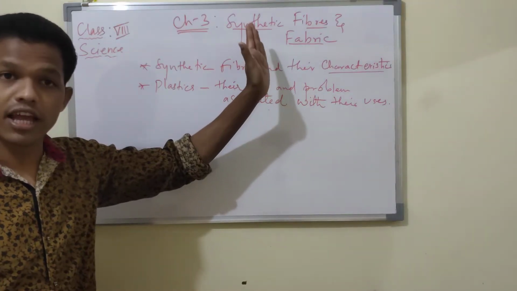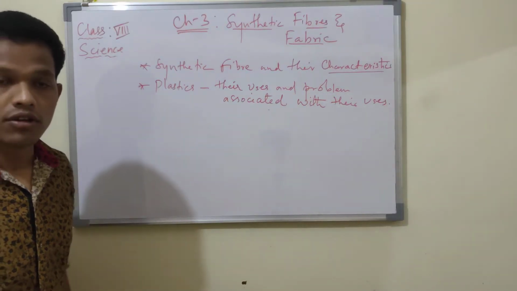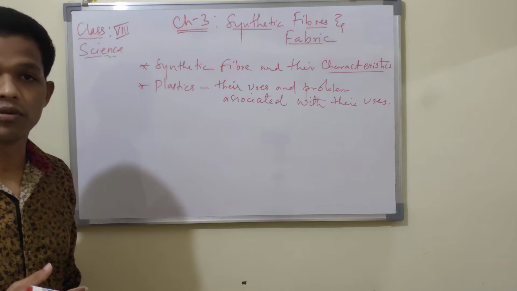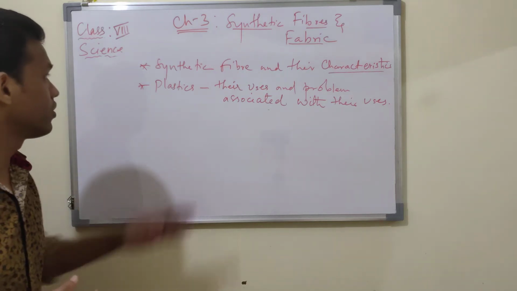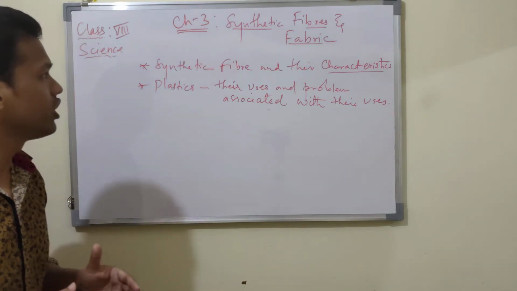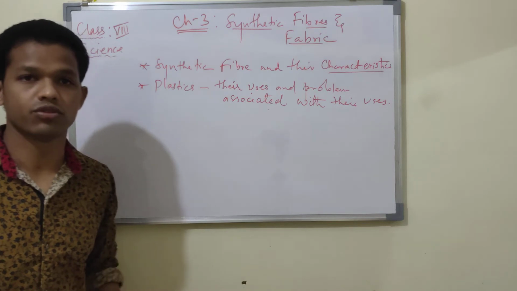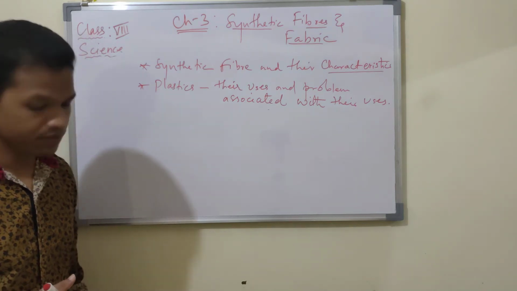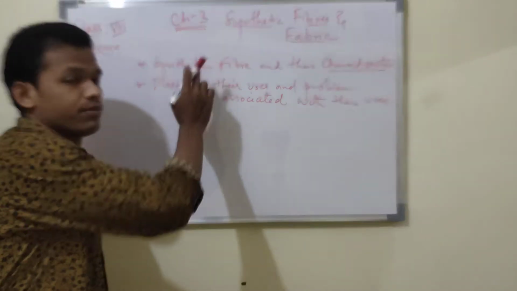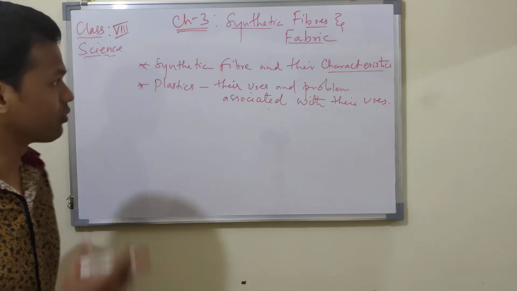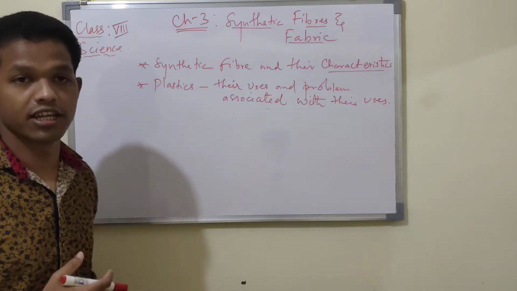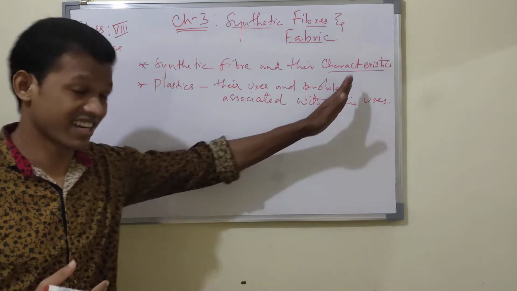Apart from plants and animals, there is another fiber called synthetic fiber, which is extensively used for the manufacturing of fabrics. Nowadays we mostly use synthetic fiber. Synthetic fibers do not come from either plants or animals; they are made chemically. We'll discuss what synthetic fiber is, how it is made, what the different types are, and what their characteristics are.